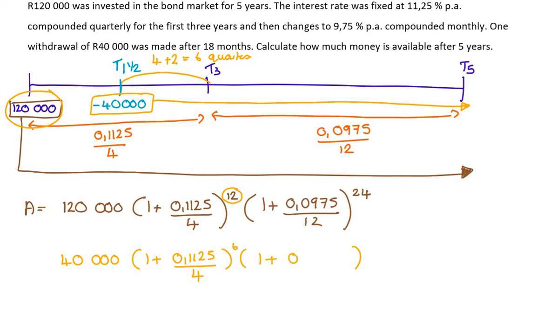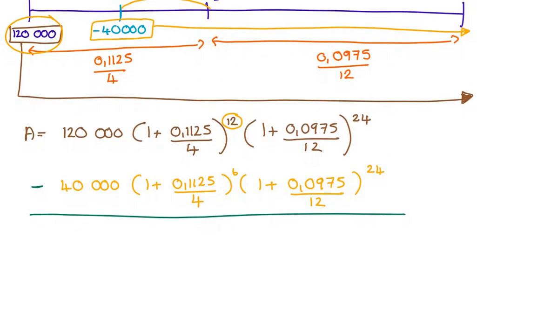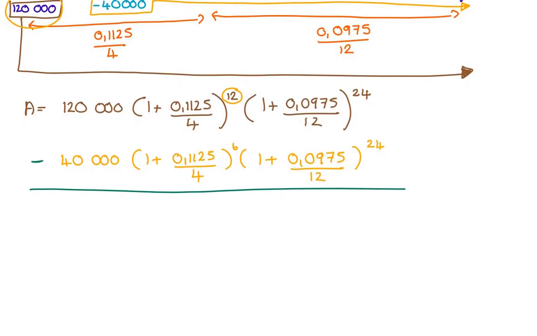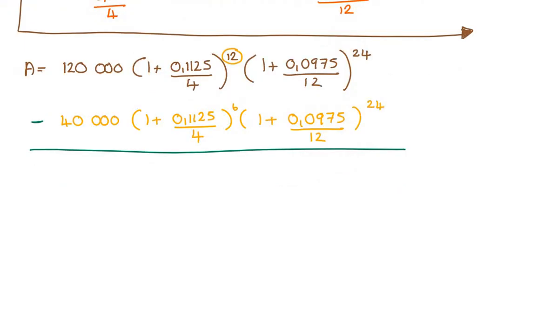Then it will gain interest at 9.75% compounded monthly, and that will also be 24 months. Now the reality is I am subtracting that 40,000 Rand with all the interest that it didn't earn. And again, I would just plug that into my calculator and check multiple times and write down one answer. So I did check this multiple times, and I get a final amount in the account of 145,902 Rand and 52 cents.